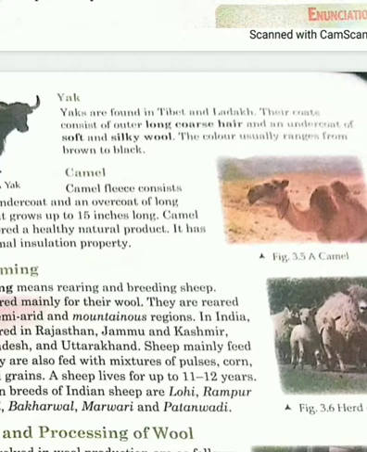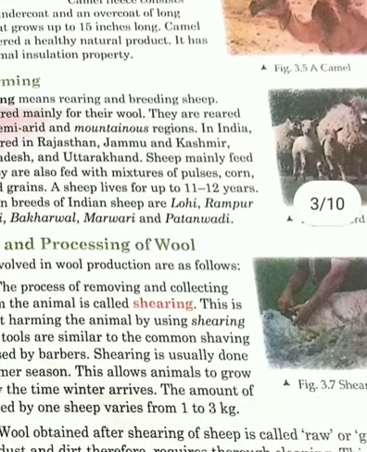Okay, and why do we breed sheep? We breed sheep for our need of wool. Okay, and where are they normally reared? They are reared in herds in semi-arid and mountain regions, and especially in India, Rajasthan, Jammu Kashmir, Himachal Pradesh and Uttarakhand are the places where sheep are generally reared.